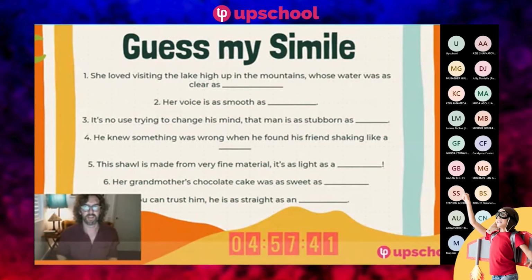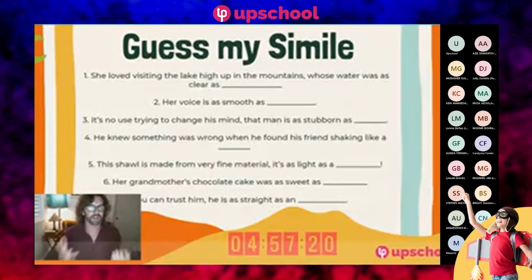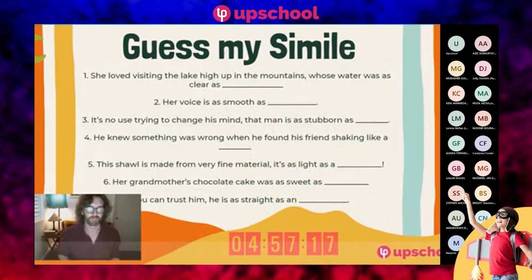Number 5, this shawl is made from the fine material. It's as light as a something. What is one of the lightest things around? Number 6, her grandmother's chocolate cake was as sweet as, what is the sweetest thing that you can think of? And number 7, you can trust him. He's as straight as an something. What is one of the straightest objects you can possibly imagine? It has to be straight for a very important reason.